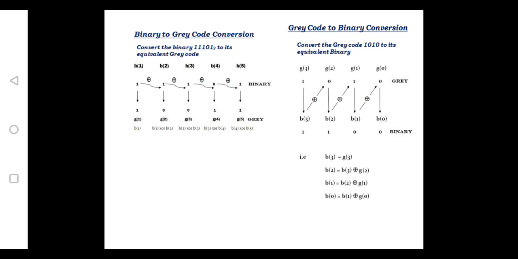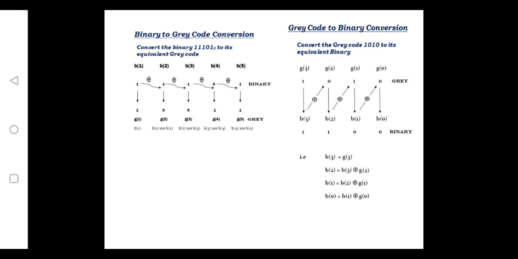Before going for this operation, we must know what is meant by XOR. Exclusive OR operation: if I perform 0 XOR 0, the result is 0. 0 XOR 1 is 1. 1 XOR 0 is 1. In an XOR operation, if there is an odd number of ones, the result is 1. If there is an even number of ones, the result is 0. So 1 XOR 1, which has two ones, which is even, so the result is 0.